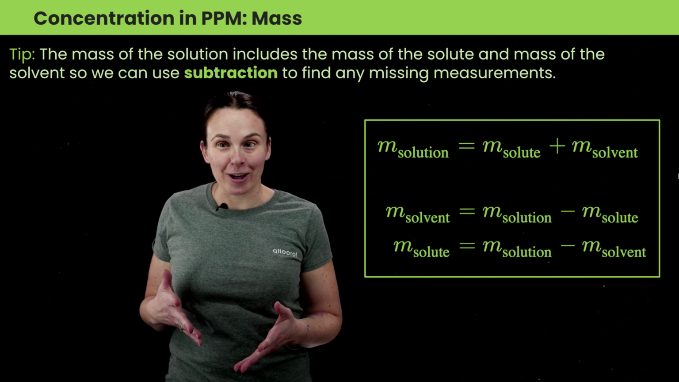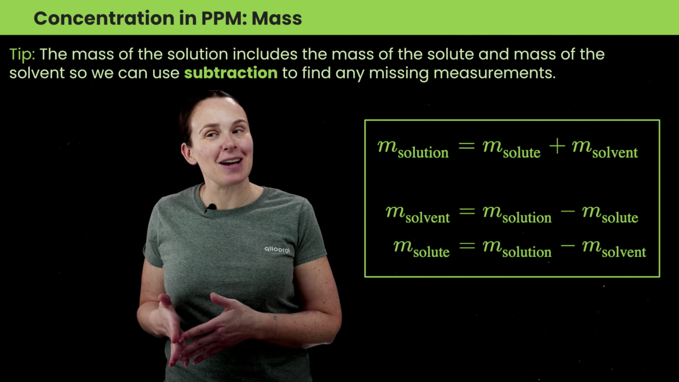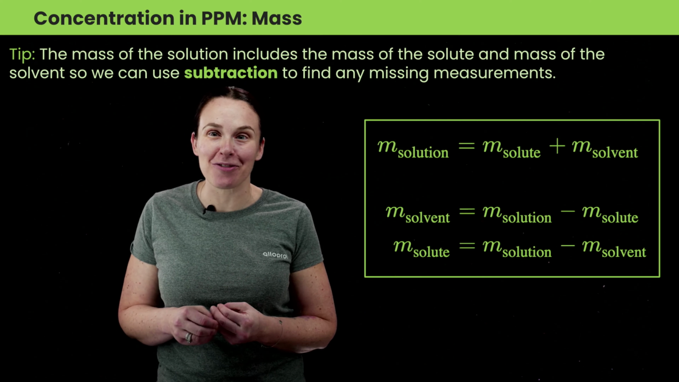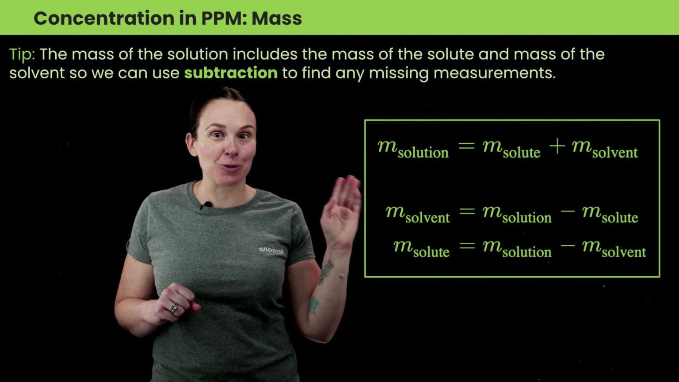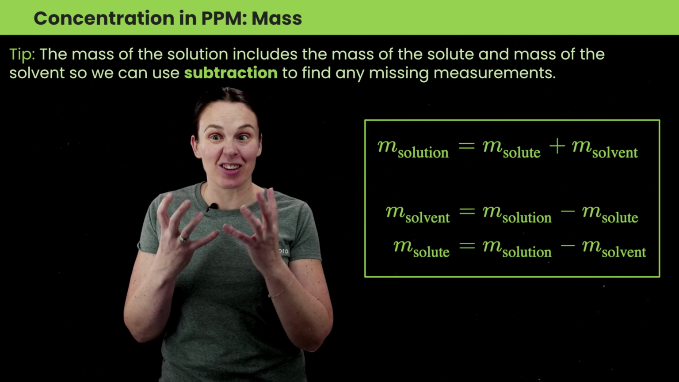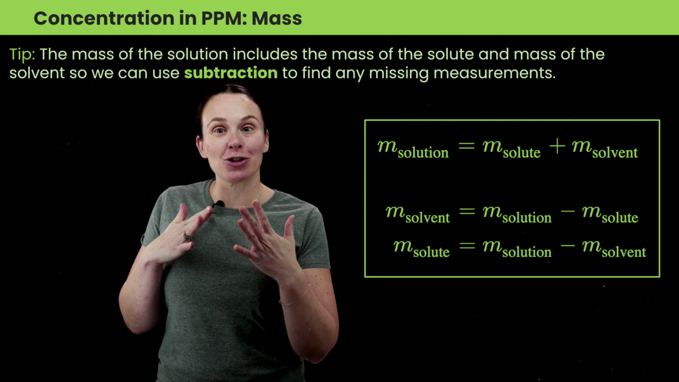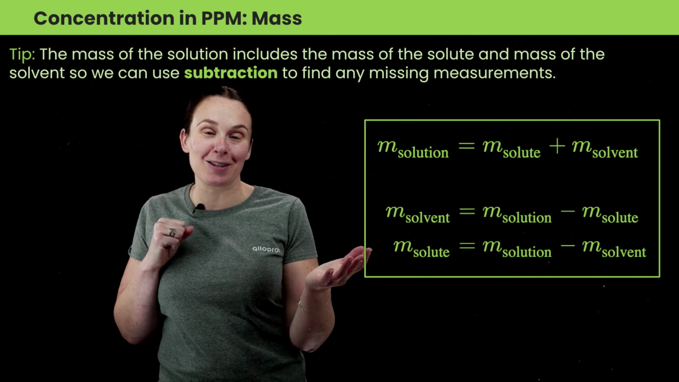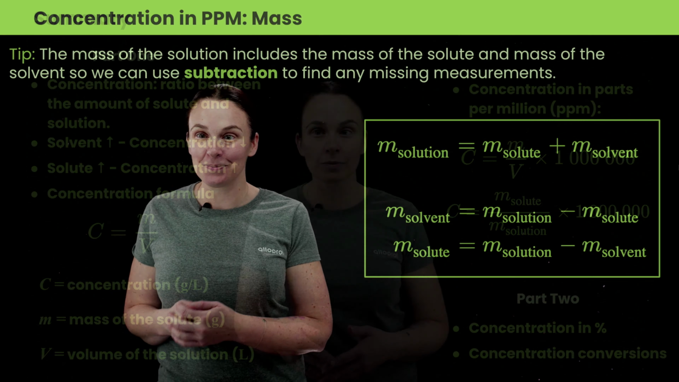So here's a little tip for you. The mass of the solution includes the mass of the solute and the mass of the solvent. So we can use subtraction to find any missing measurements. So if you remember, mass of solution equals mass of solute plus mass of solvent. So if you put those together, you get everything. So if you want to find the mass of the solute, for example, you would just use the mass of the solution minus the mass of the solvent, or vice versa. So you can play around with this as well.